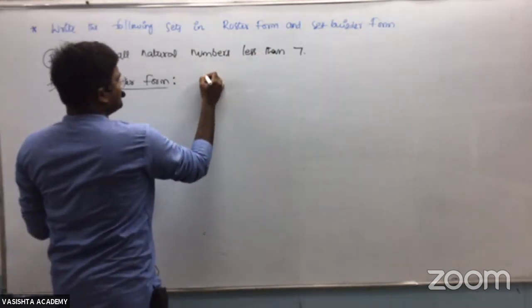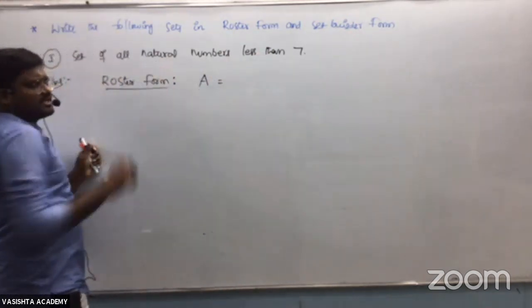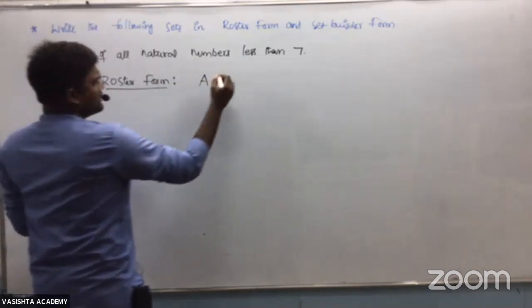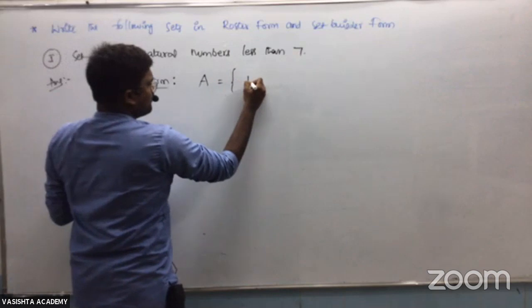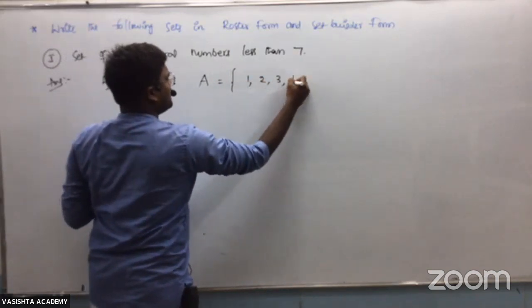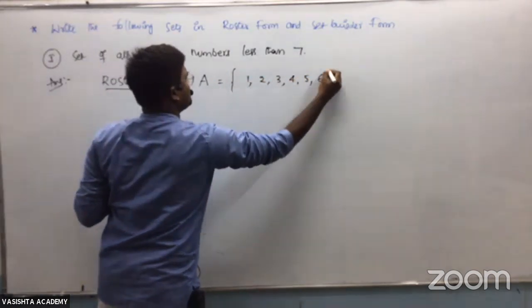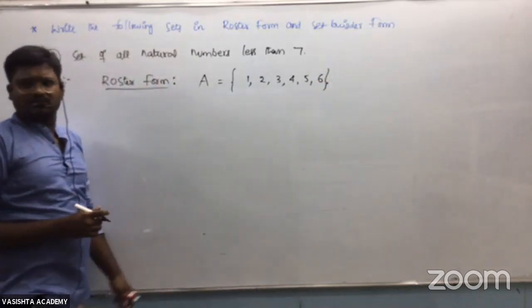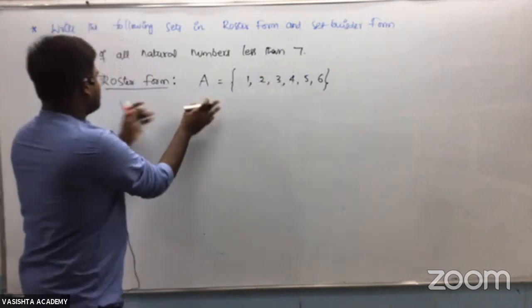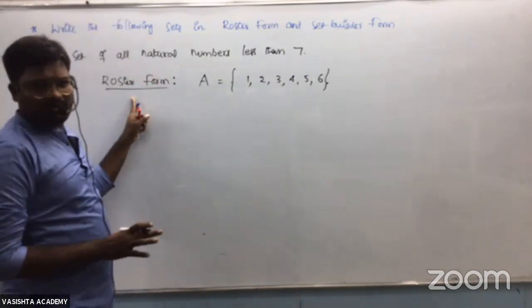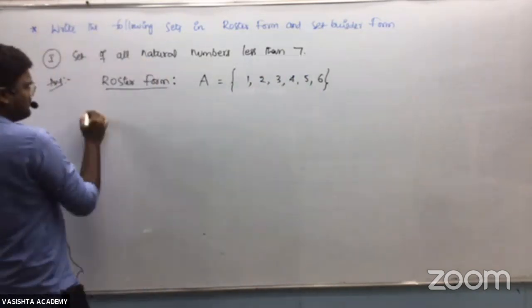Let me take this set as A. A is the set of natural numbers less than 7. So it is given by, can you tell me the natural numbers less than 7? 1, 2, 3, 4, 5, 6. Is it correct? These are the natural numbers which are less than 7. So this is very simple. This is roster form or tabular form. Understood? Now set builder form.